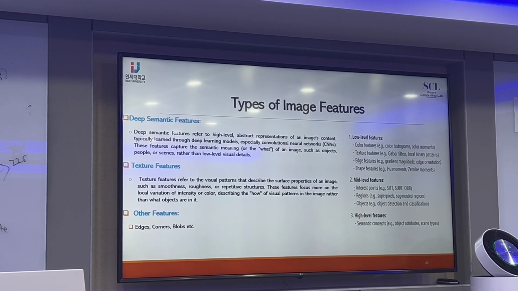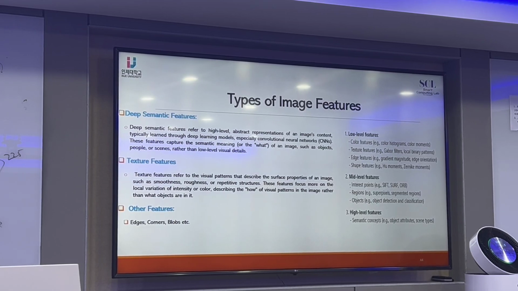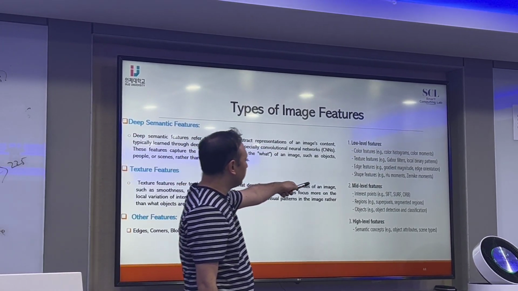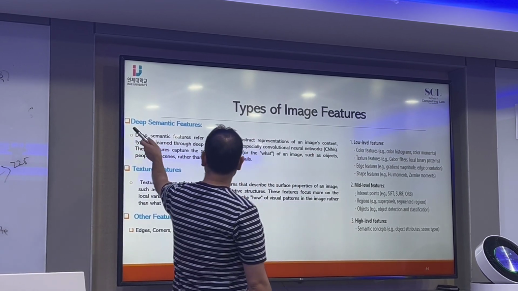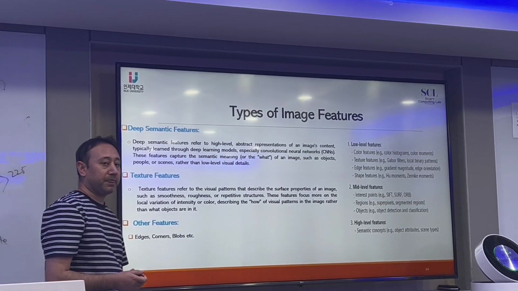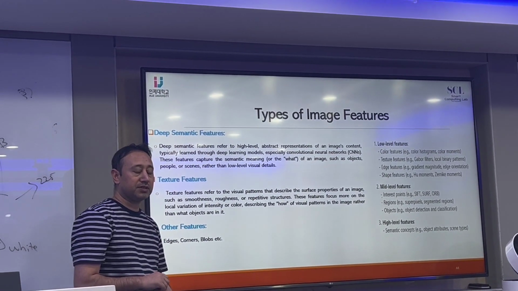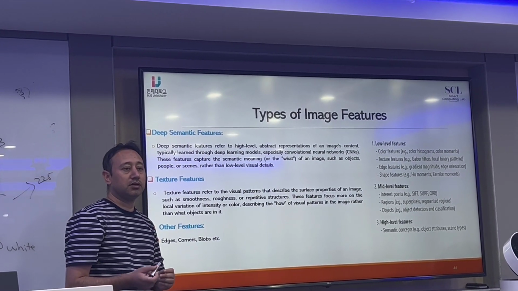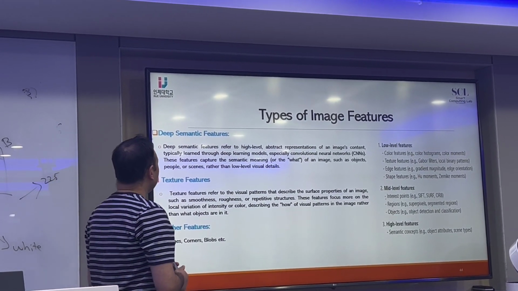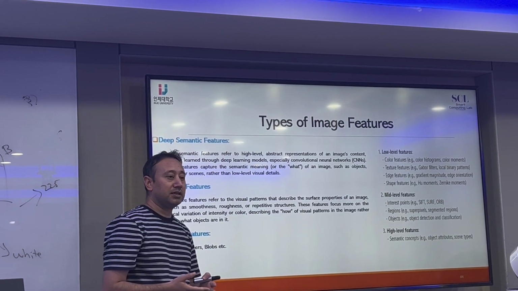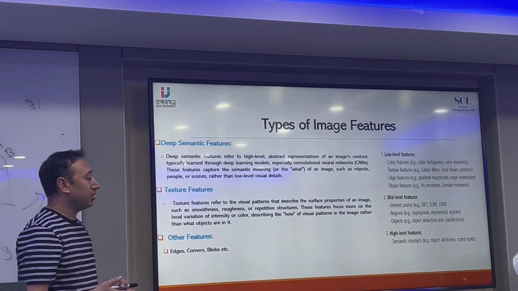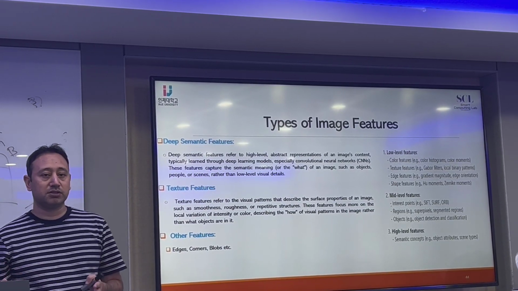Types of image features. An image has different kinds of features: low level features, mid level features, and high level features. Deep semantic features are high level features, which we can extract using some CNN based architectures, for example autoencoders, VGG 16, 19, whatever. From the image it extracts very deep features, and there may be hundreds or thousands of them.